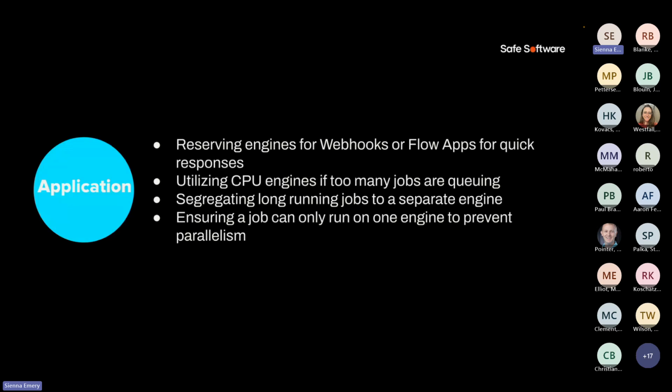You can also, perhaps you have a job that you want to prevent parallelism on if you have more than one engine. So a good example would be if you have a job or a series of jobs writing to the same database, and you never want those jobs to run in parallel, you can use job queues to prevent that by just assigning one job to that engine.